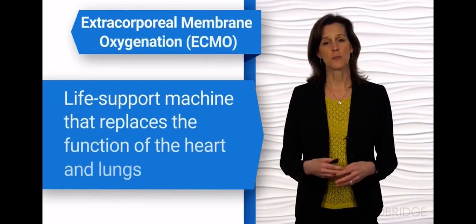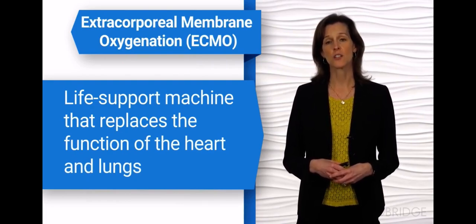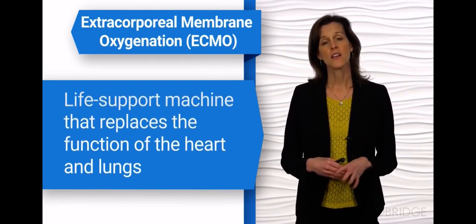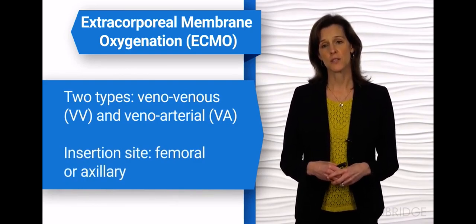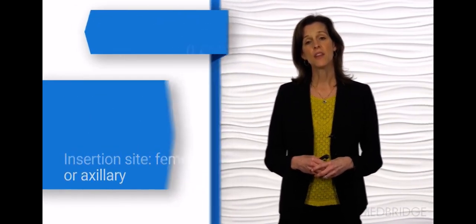ECMO is a life support machine that replaces the function of the heart and lungs or bypasses the heart and lungs. There's two different types, veno-venous, VV, and veno-arterial, or VA. VV is to support the lungs. It's for gas exchange only. VA supports both the heart and the lungs for gas exchange and hemodynamic support.